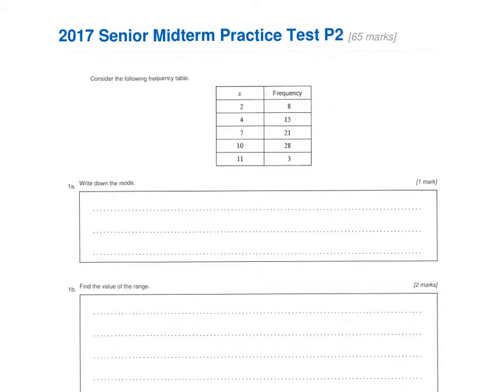So it asks us to write down the mode. Knowing that the mode is just the number that shows up the most, we see that there is a frequency of 28. That's the highest frequency, and that is when x is 10. So there are 28 10s, so that is our mode.